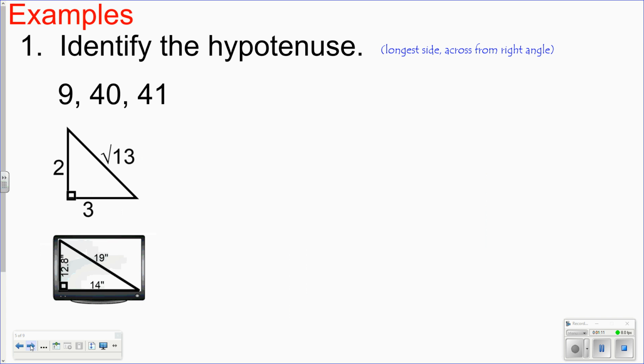So in this one, we just want to identify the hypotenuse. So if we have three sides that are 9, 40, and 41, we know that the hypotenuse is the longest one. So it's going to be 41. In the second example, two legs are 2 and 3, and the longest side there is the square root of 13, because it's the long side of the triangle. So that is the hypotenuse. In the television or computer screen, again, we got the long side, which is across from the right angle, and that would be 19.